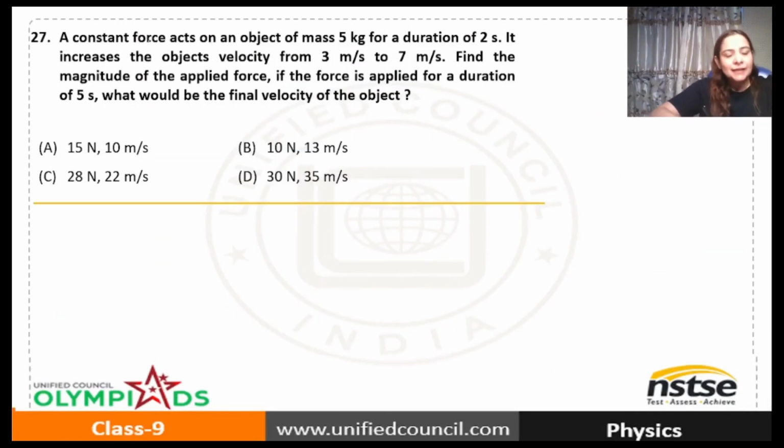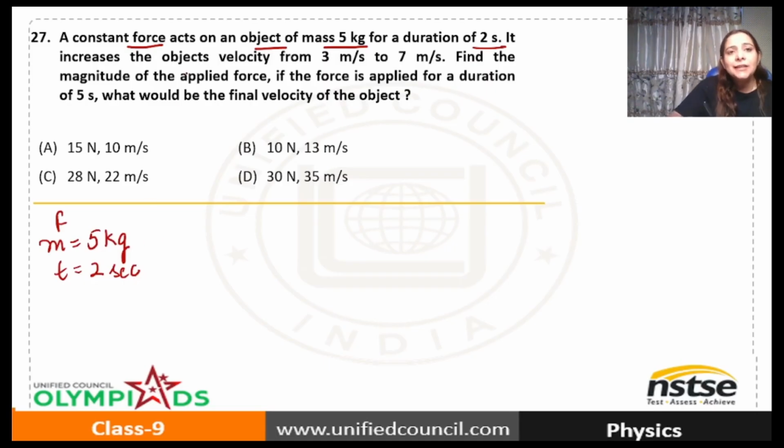Now the question says that a constant force acts on an object of mass 5 kg. So that means there is some value of force which is acting on an object whose mass is 5 kg, and it is acting for a duration of 2 seconds. It increases the object's velocity from 3 to 7 meter per second. So the initial velocity is 3 meter per second, and it is increased to 7 meter per second, that is the final velocity. Now we need to find the magnitude of the applied force.